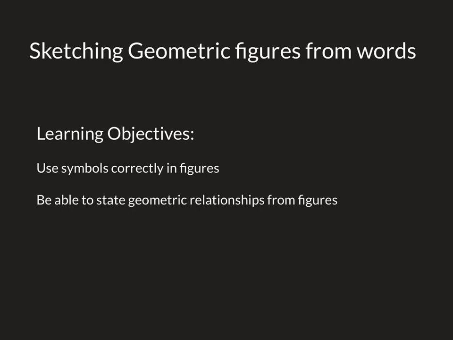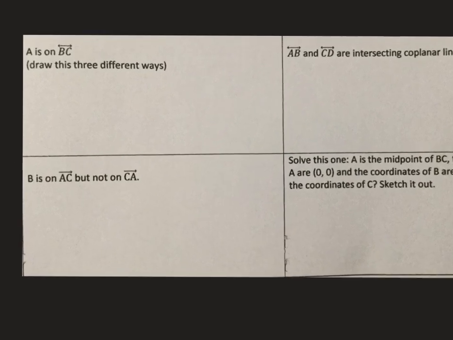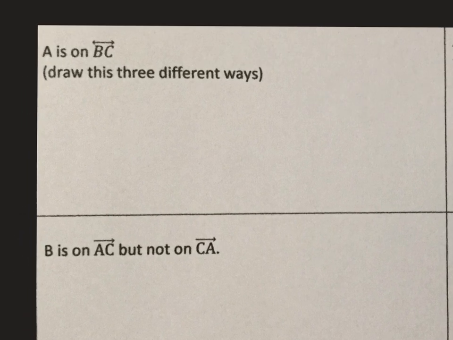Because mostly in geometry, we're given word problems. Okay, and you have to be able to deal with it. Life doesn't give you equations, it gives you word problems. So being able to figure those out is important. So here we have 4 different things that we're going to be drawing. The first one is we're going to be drawing this.